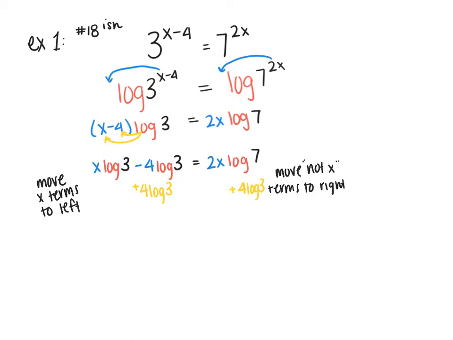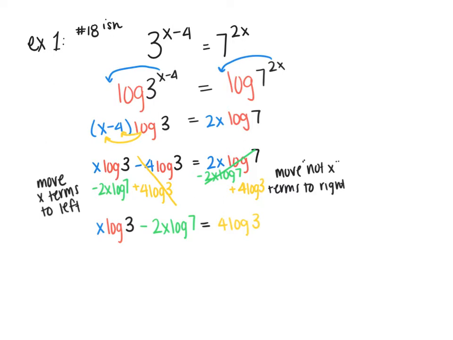So I'm moving the 4 log 3 over to the right. So I added it to both sides because it was being subtracted. So now those cancel. And then I'm also going to move this 2x log 7 over to the other side. So the way you undo 2x log 7, I'm going to subtract 2x log 7 from both sides, which will make those two cancel. And so I'll be left with this thing. x log 3 minus 2x log 7 equals 4 log 3.